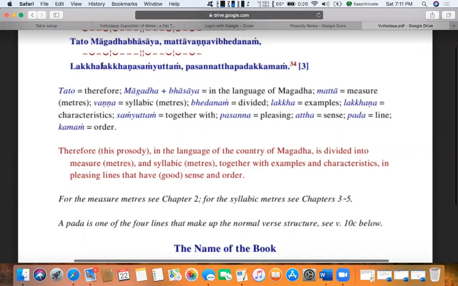So lakya lakkhana sangyuttang: the word sangyutta means combination. So it means that in this book, in Vuttodaya, examples and sutras are combined. Examples and sutras are together.